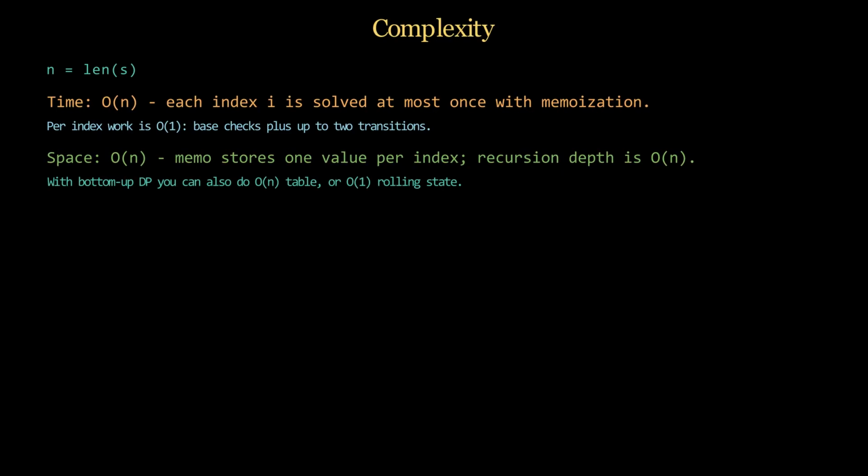Let n be the string length. Time is linear, order n, because memoization ensures each index is solved once and each solve does constant local checks. Space is order n for the memo table, and recursion stack depth is also order n in the worst case. A bottom-up variant also uses linear space, or constant rolling space with careful state compression.